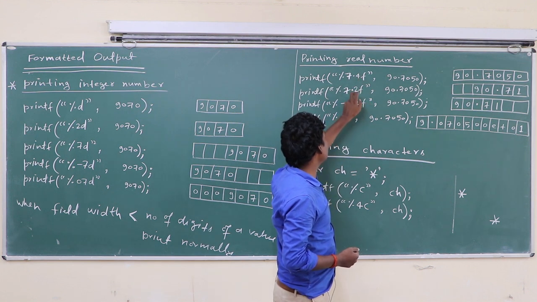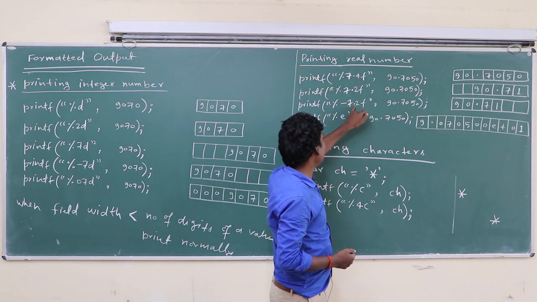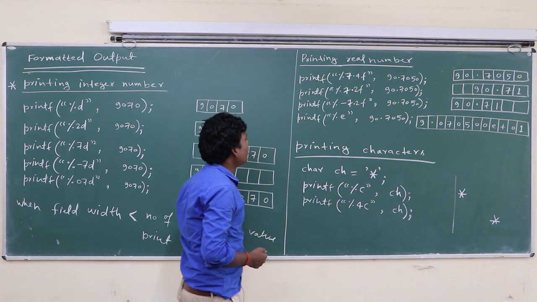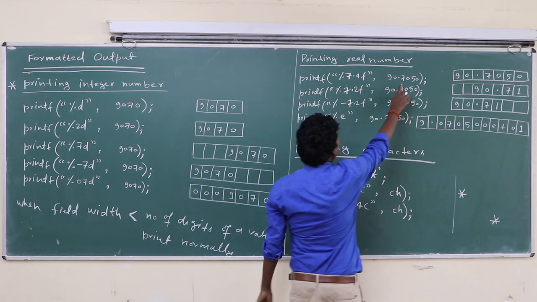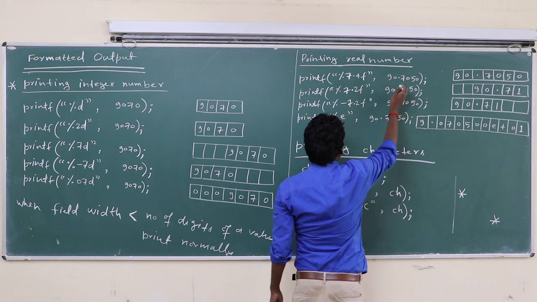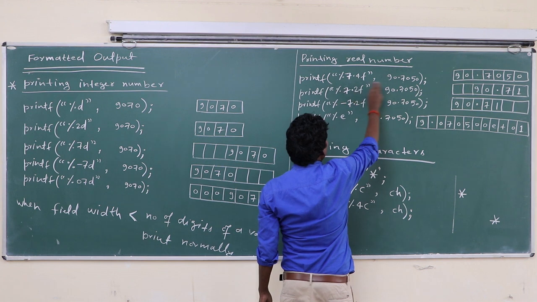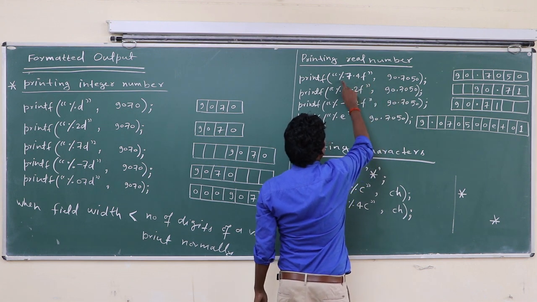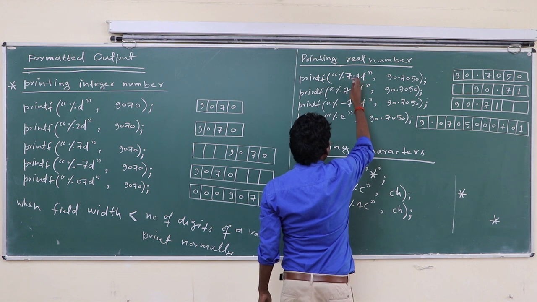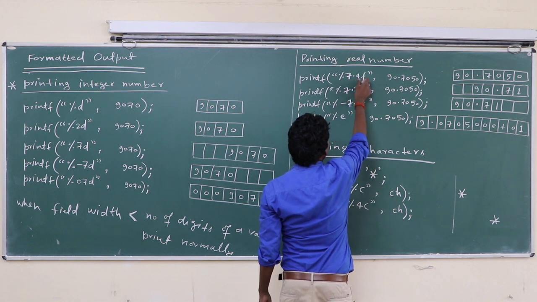Here is a number with 2 places after the decimal, and here as well. So what will be the output? Class, this is a real number with a decimal point, and we are going to print this real number using %f. But between % and f there is a number, 7.4.